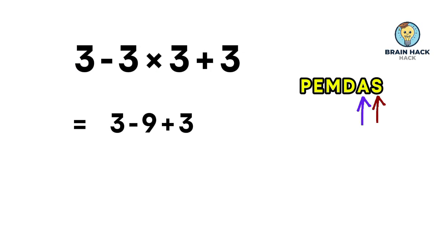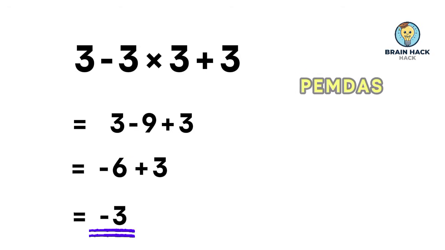Subtraction and addition have equal priority, so we always move from left to right. 3 minus 9 equals -6, and -6 plus 3 equals -3. And that is the real final answer to this problem.